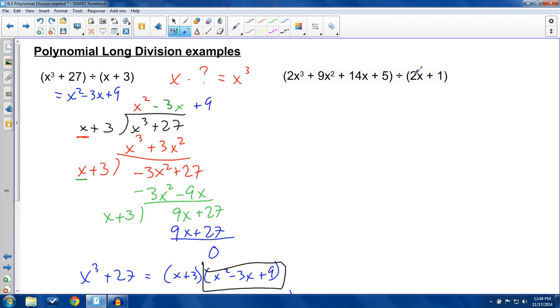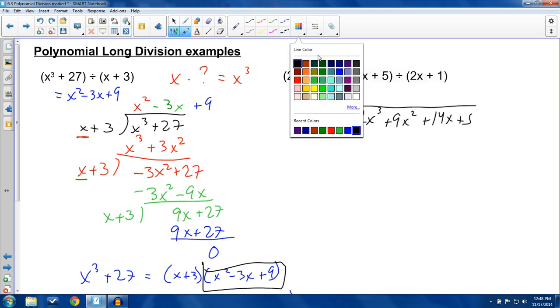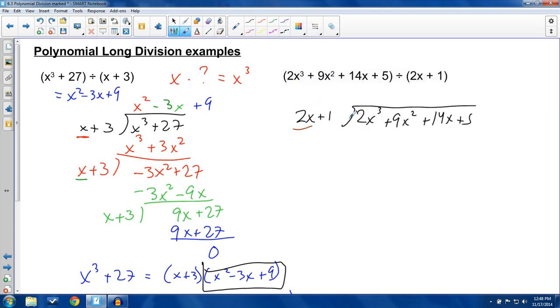Now this one's a little different because I have a 2x. We haven't done too much division with that. But I want to make sure you can see the difference in this with long division, with synthetic division, all that stuff. So here's 2x plus 1. Okay, 2x is your most significant term. I need to see how many times 2x goes into 2x cubed. Well, x squared times, of course, because 2x times x squared is 2x cubed. 1 times x squared is x squared.